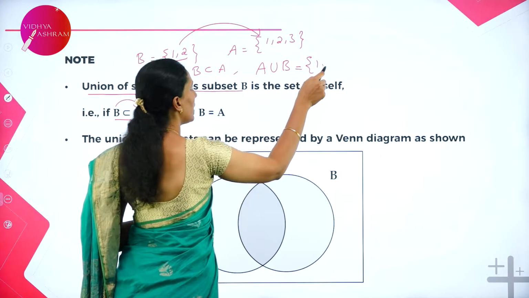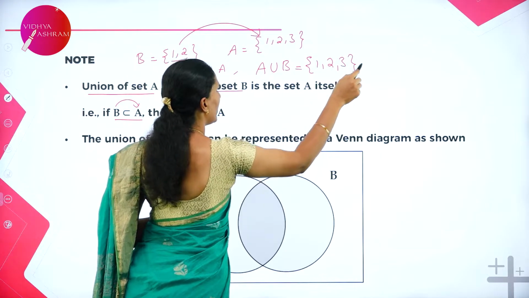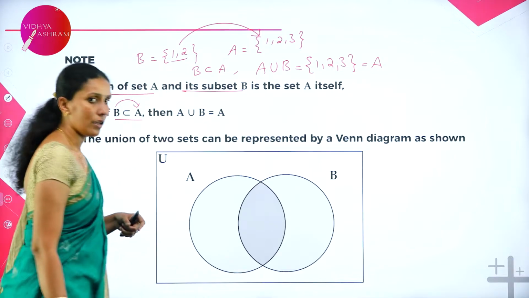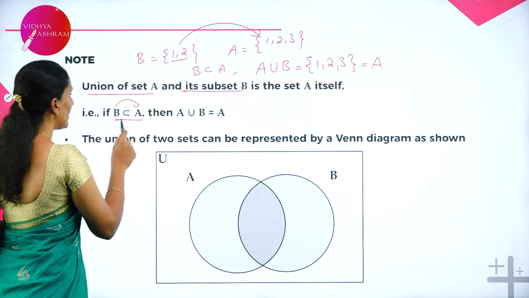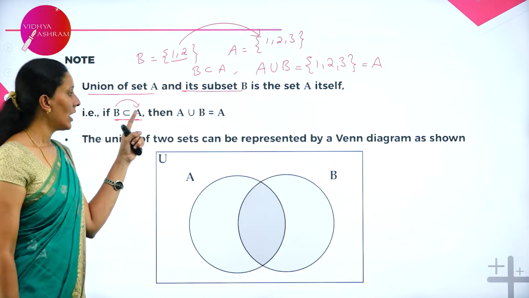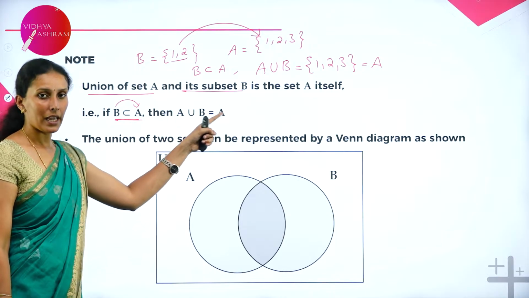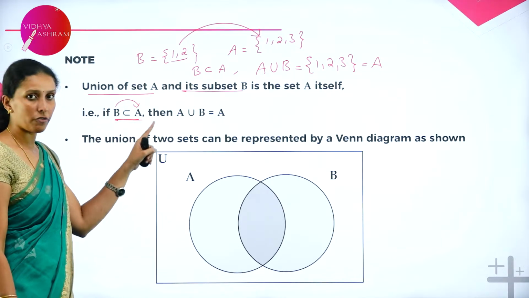That is 1, 2, 3 only. But what is 1, 2, 3? 1, 2, 3 is nothing but A. So therefore, when any set is a subset of A, then A union B will be A, only when B is a subset of A.